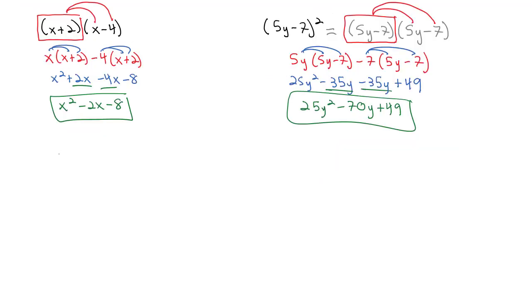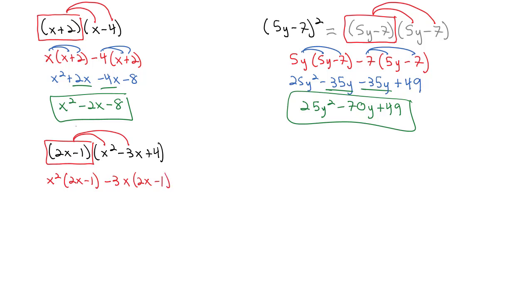But let's take that logic one step further. What if you had 2x minus 1 times x squared minus 3x plus 4? Well, this is still the exact same idea of distributing. We can take that thing out front and distribute it onto the x squared. So we have x squared times 2x minus 1. Distribute it onto the second term, and I've got a negative 3x times the 2x minus 1. Distribute it onto the 4, and I've got a positive 4 times the 2x minus 1. And now it looks like a big distribute and combine like terms problem.